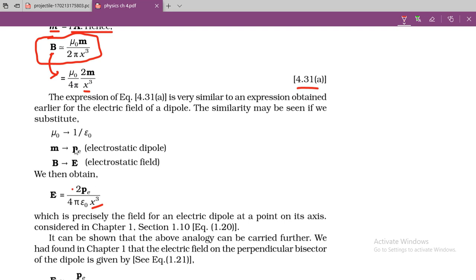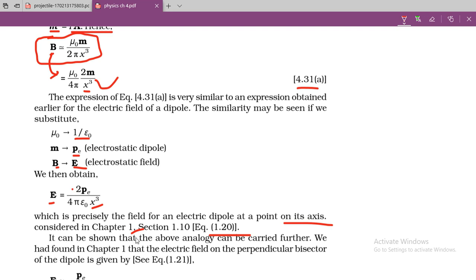If we replace mu naught by 1 upon epsilon naught, dipole moment m by p, and magnetic field by electrostatic field, we then obtain E is equal to 2p upon 4 pi epsilon naught x cube, which is precisely the field for an electric dipole at a point on its axis, considered in chapter 1, equation 1.20.